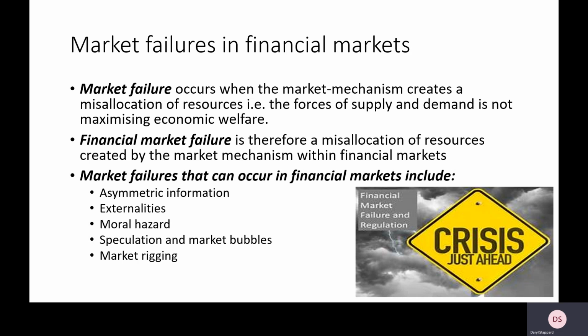Now, in theme one, we looked at the topic market failure, and that was when the market mechanism, so the price mechanism, that idea of supply and demand, is not maximizing economic welfare. So at the equilibrium point, supply and demand were not maximizing economic welfare in the marketplace. So what we therefore have is a misallocation of resources in financial markets created by the market mechanism. Now, there are 5 key financial market failures that you need to be aware of: asymmetric information, externalities, moral hazard, speculation and market bubbles, and market power.